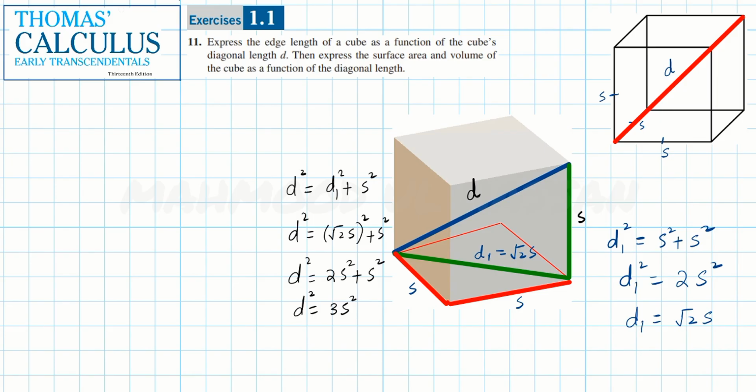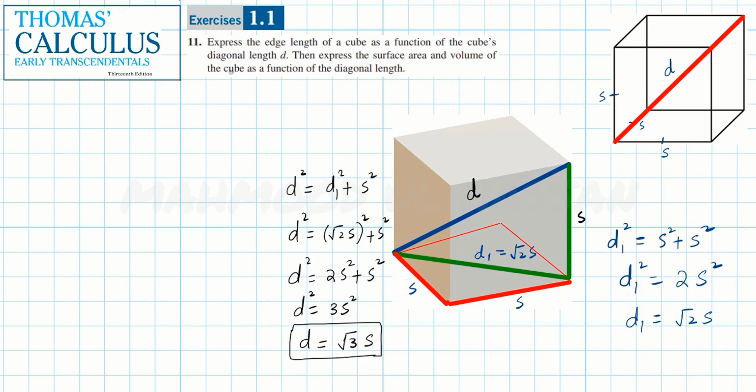Now we have to take a square root, so the value of d is going to be square root of 3 times s. So this is basically the main diagonal of the cube. Got it? Again we have to consider the positive because we are discussing the length. So d is equal to square root of 3 times s.